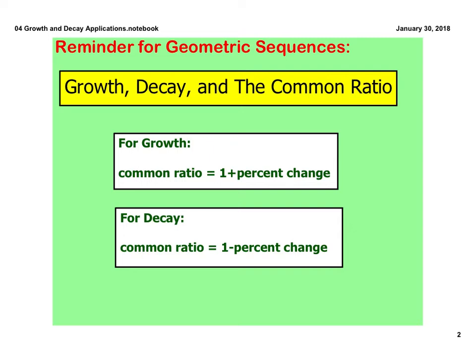As a quick reminder of what we had done in the previous lesson with growth and decay, if you have your common ratio, it is equal to 1 plus your percent change, and for decay it would be 1 minus your percent change. Keep in mind that with decay, our common ratio will be between 0 and 1. You can find your percent change by simply taking that value and multiplying by 100.